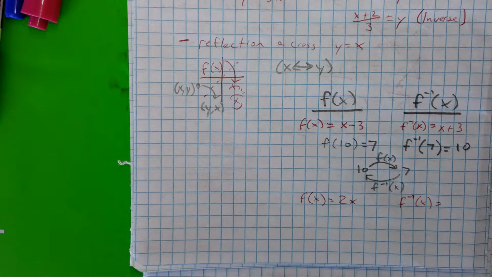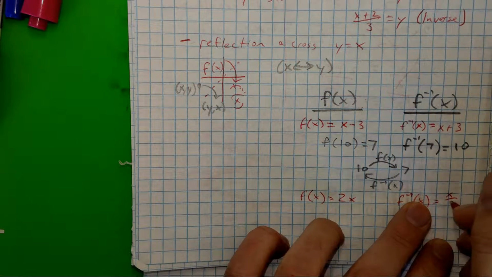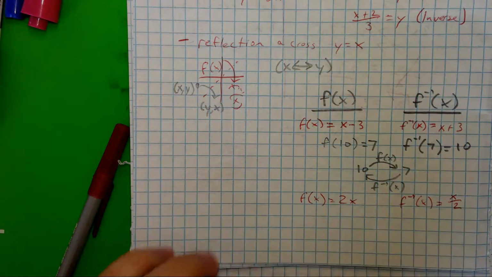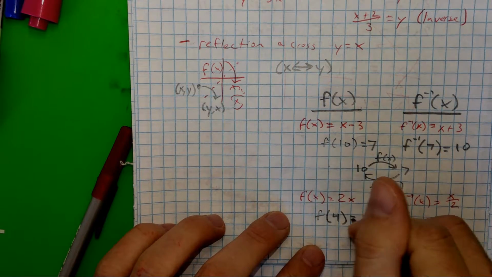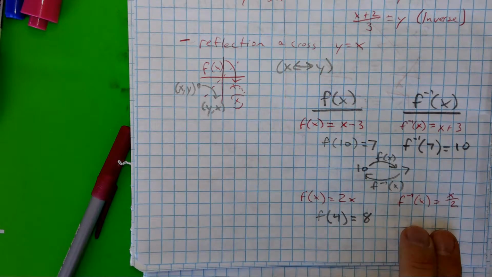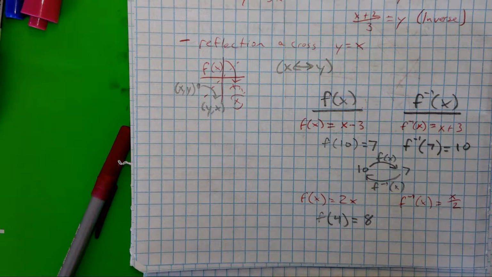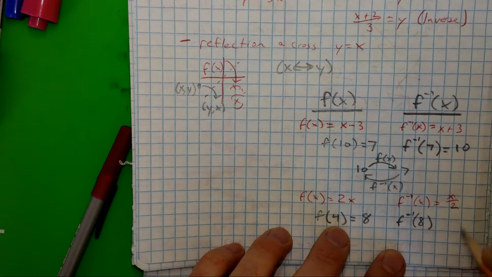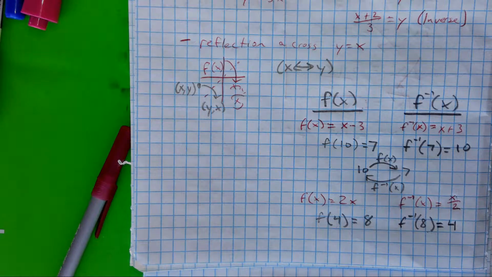X divided by 2. Yeah, instead of multiplying by 2, I'm going to divide by 2. So if I evaluate my function f at some value, f of, I don't know, 4. F of 4 is 2 times 4, that's 8. So what equivalent statement could I make about my inverse? Yeah, so I would plug in 8, f inverse of 8, so 8 divided by 2, and my output would be 4.